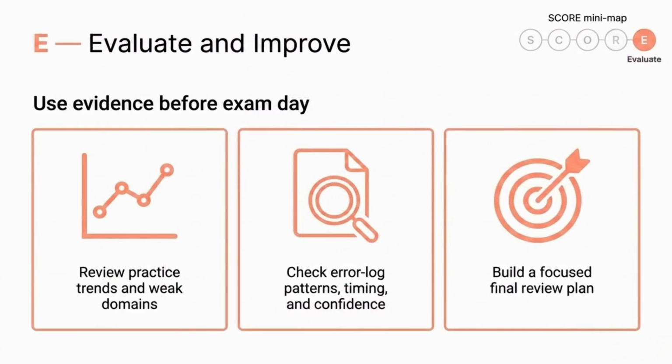The fifth step is evaluate and improve. This is where you use evidence instead of guessing. Readiness should not be based only on finishing a course or feeling familiar with the material. Look at practice trends, domain performance, repeated errors, timing, confidence, and your ability to explain and apply key concepts. Then use that evidence to plan final review. If the signals are strong, you can move toward exam day. If the signals are mixed, you know exactly what to strengthen next.